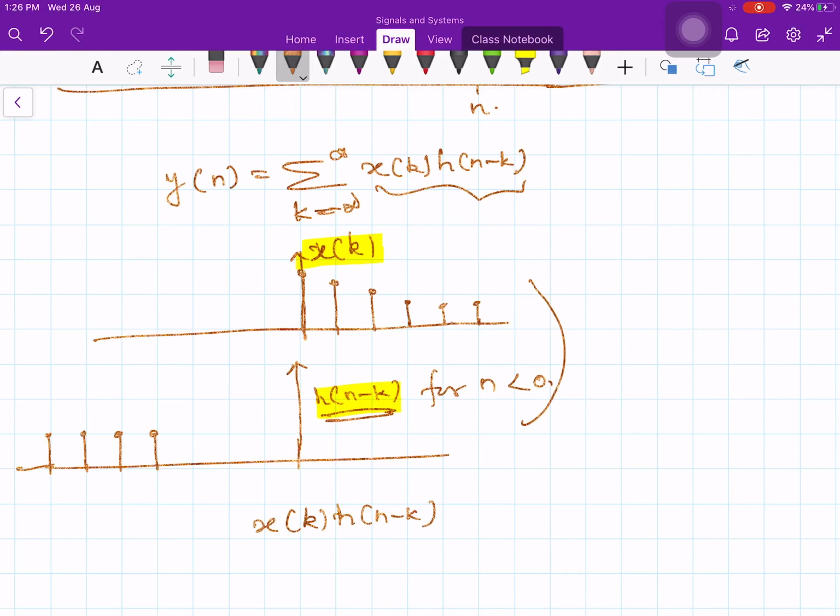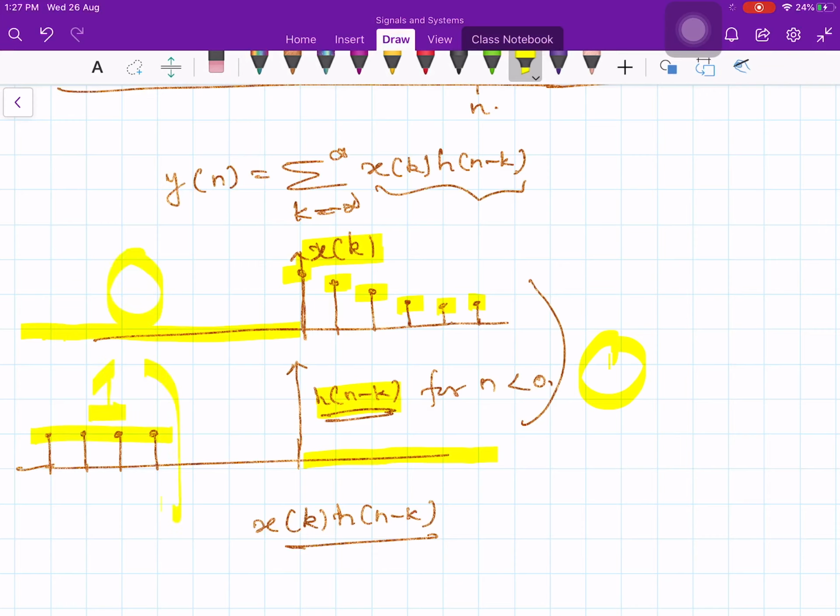For this multiplication, there is no overlap between the non-zero points in x of k and h of n minus k. See, this is non-zero, these are all non-zeros, but in this range correspondingly these are all zeros. So multiplication of a non-zero value with 0 becomes 0. And on the left-hand side, these are all zeros from minus infinity, but here you have non-zero values. Again, a 0 value and a non-zero value, if you multiply, then it is 0.